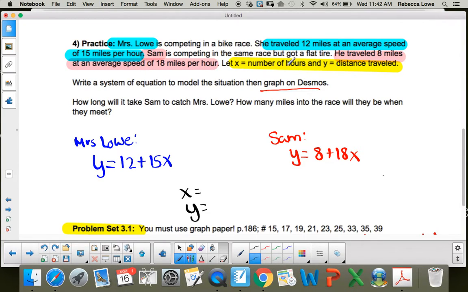Let x equal the number of hours and y equal the distance traveled. Write the system of equations and graph it on Desmos. Then determine how long it will take Sam to catch Mrs. Lowe and how many miles in the race that will be when they meet.